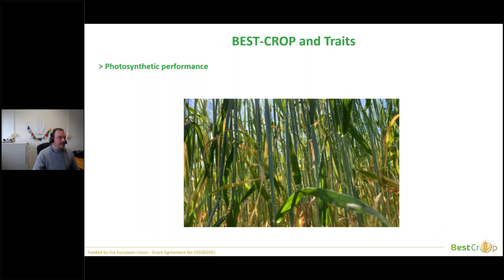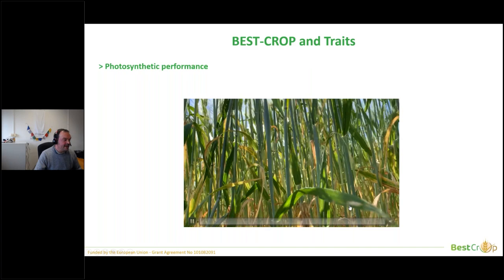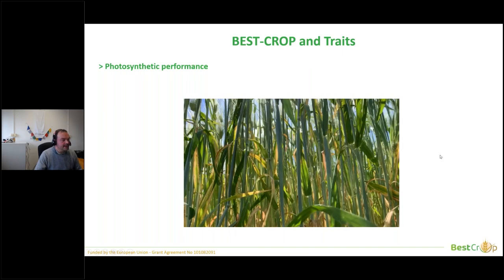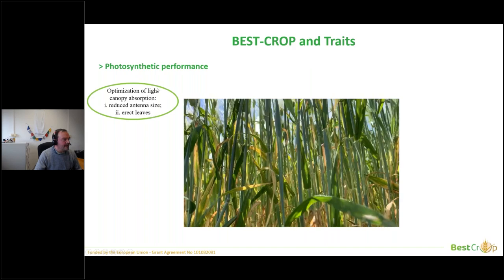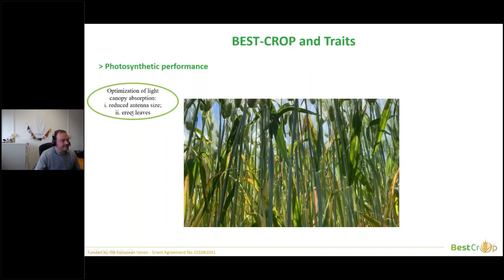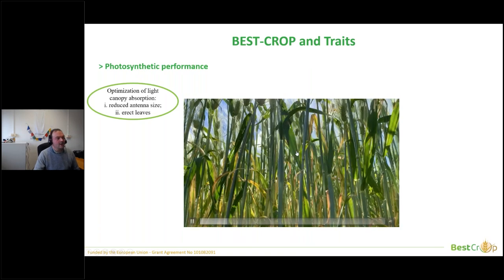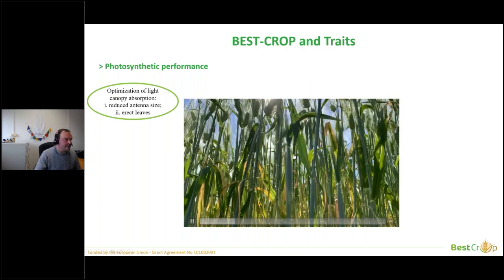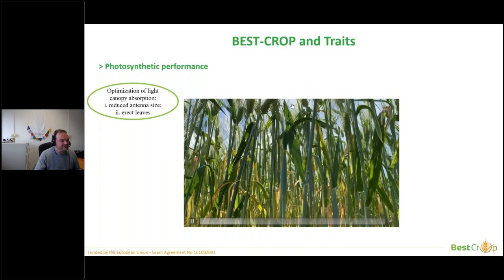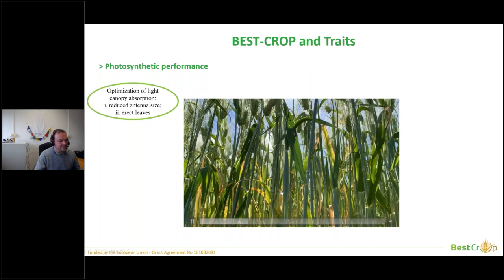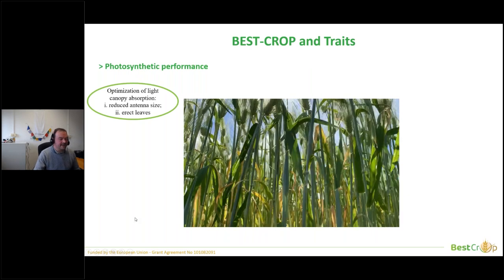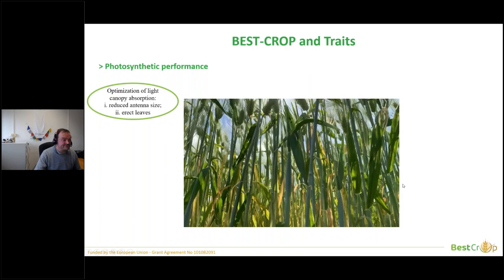In particular, concerning the first work package, we are interested in isolating lines with improved photosynthetic performance. Our specific aim here is to improve the ability of the barley canopy to absorb light, and we aim to do that by reducing the antenna size of barley leaves in order to allow a better penetration of light towards the canopy, therefore reducing the amount of leaves that are constantly under shadow and that hardly perform photosynthesis.